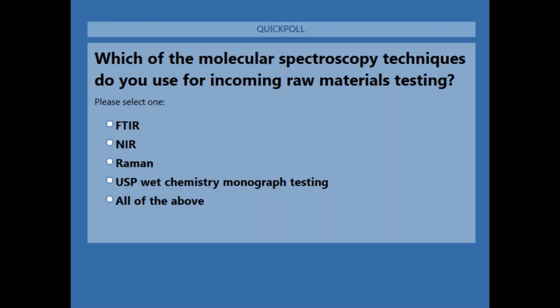So, number 1, which of the molecular spectroscopy techniques do you use for incoming raw materials testing? FTIR, NIR, Raman, USP wet chemistry monograph testing, or all of the above? Please vote now.